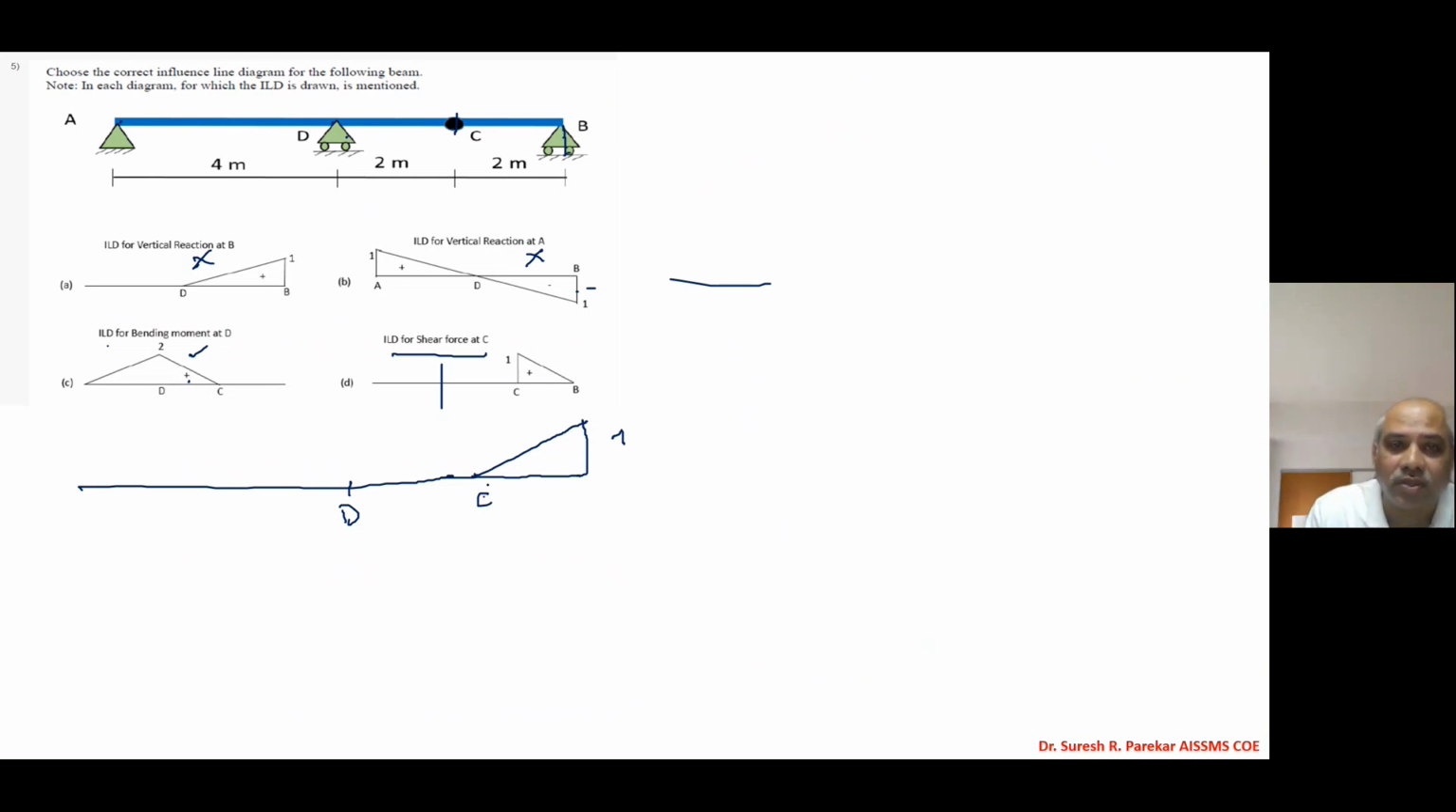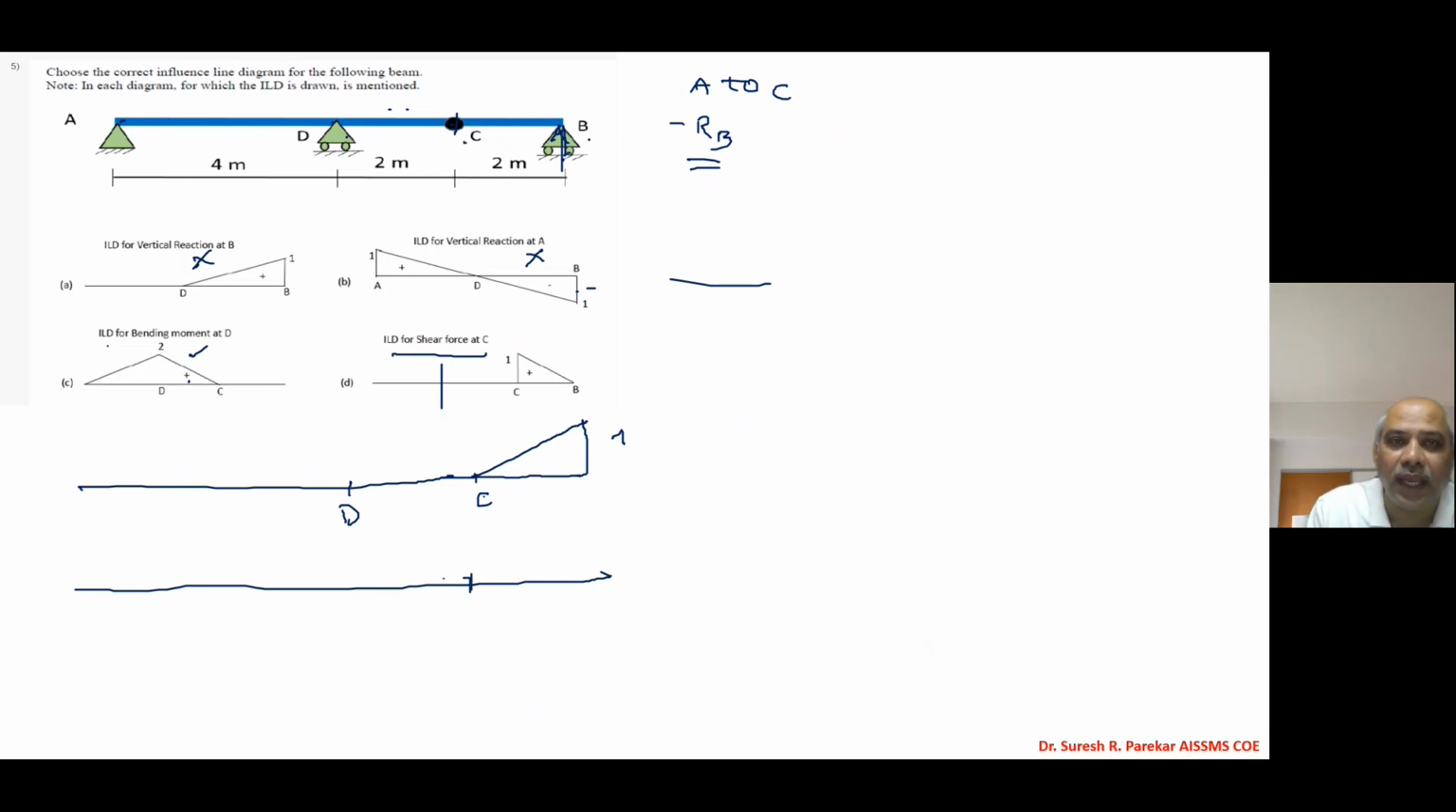Now this is point C, so what will we have from A to C? What will be the shear force? The shear force will be minus RB, because this will be upward. Therefore, for A to C, with the unit load from A to C, it is minus RB. Now the RB value for A to C is 0, so this will stay as it is, with 0 value.